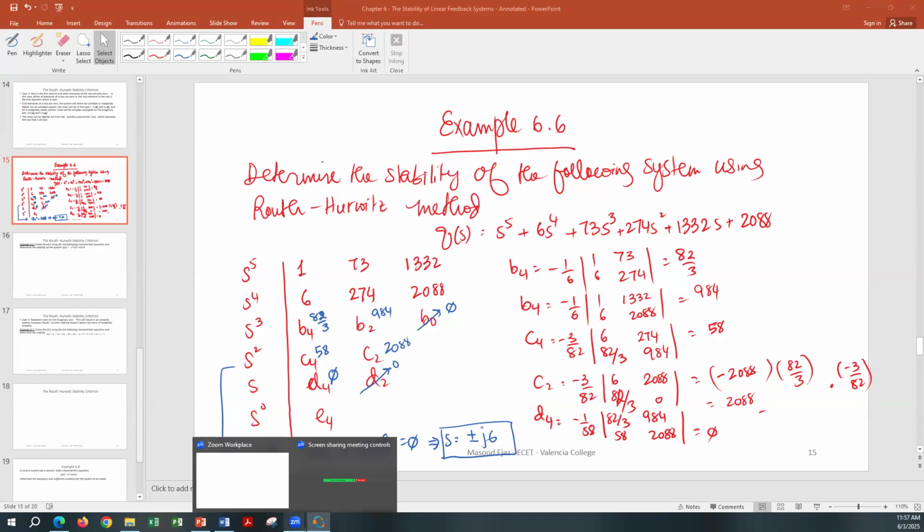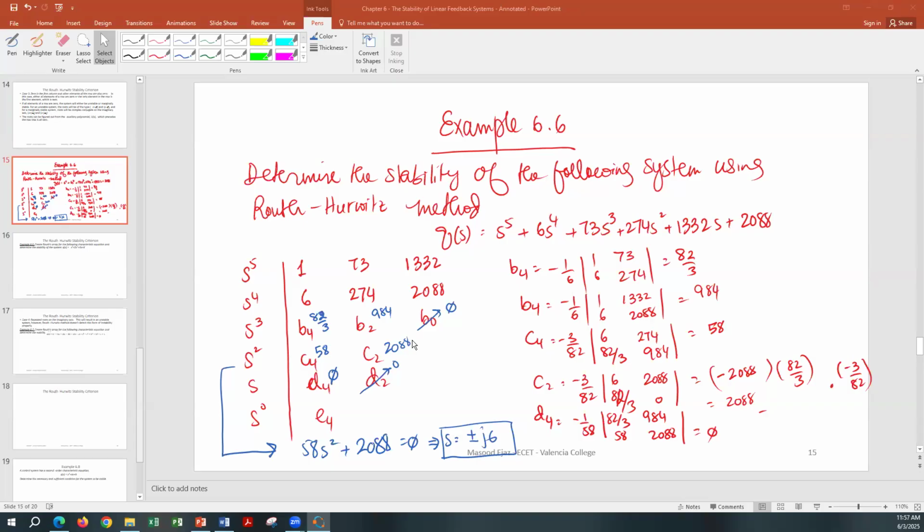In this case, you're going to create an equation b4s cube plus b2s is equal to 0. So that's going to be s is equal to 0. That's going to be one root. That makes it automatically a marginally stable system because s is equal to 0. And then s square, what is that going to be? 82 over 3 s square plus 984 in that case. So one root is going to be at s is equal to 0, and then from the quadratic equation, you're going to find out where the other 2 roots are.